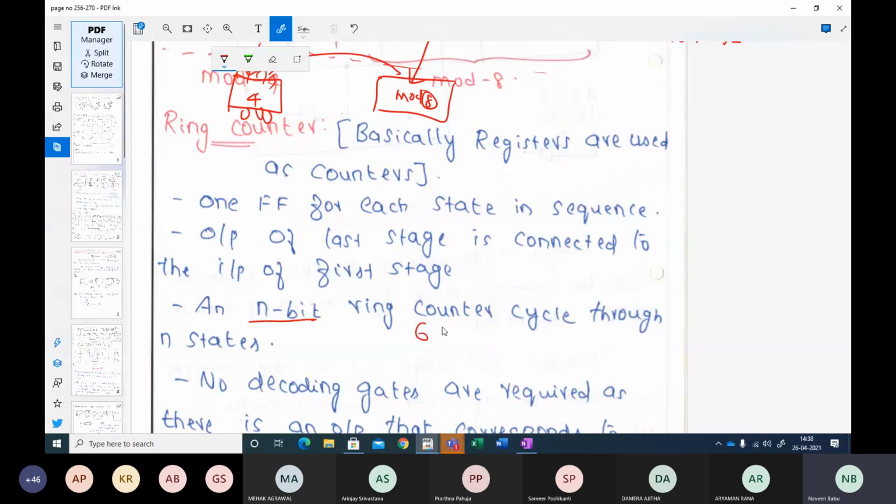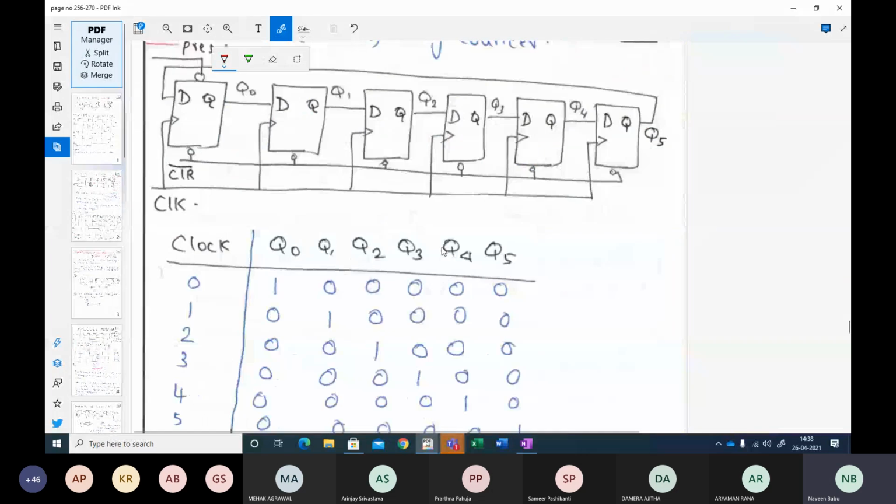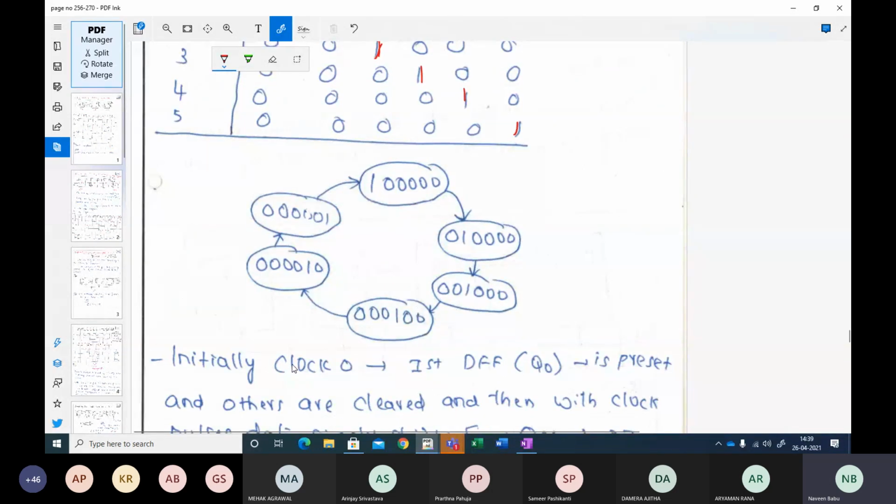Only if you understand the truth table can you understand the logic here. Say for example, this is a 6-bit ring counter. So you will require 6 flip-flops, and your outputs will be Q0, Q1, Q2, Q3, Q4, Q5. Initially, when your clock is 0, your Q0 will be 1. When your clock is 1, your Q1 will be 1. When your clock is 2, your Q2 will be 1. Likewise, this will be 1 here. This is the function of a ring counter. So this is the state diagram of a ring counter: 1 0 0 0, and then the next will be 0 1 0 0, likewise.